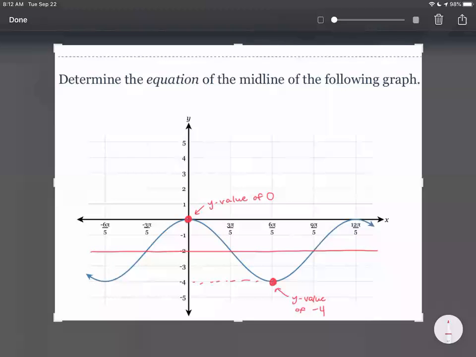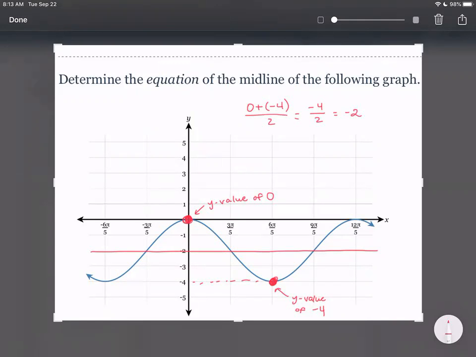You can take the two y values, one at the top, one at the bottom, and then you can average them. And by average, I mean add them together and divide by 2. So I took the y value of 0, which was the top y value, and the y value of the bottom, which was -4. I add them together on the top, and then I divide by 2, which gives us -2.